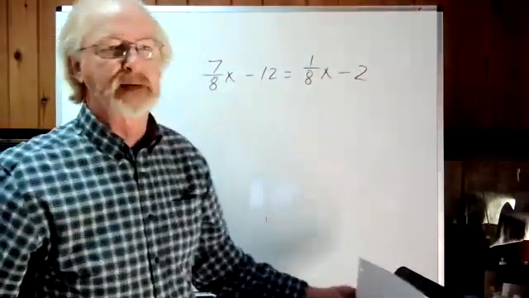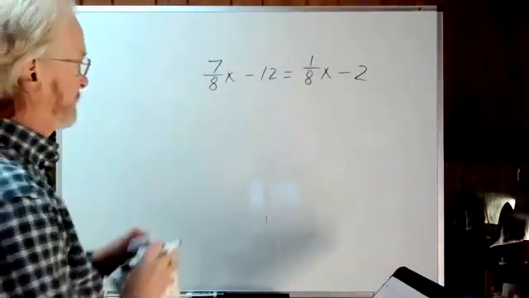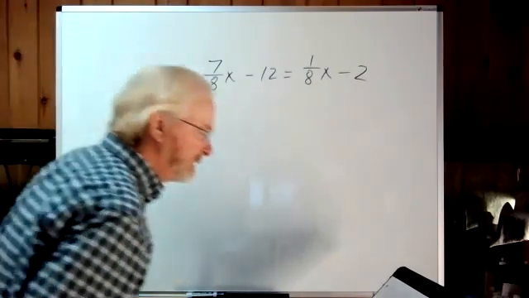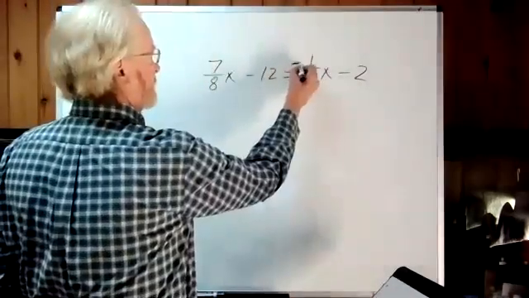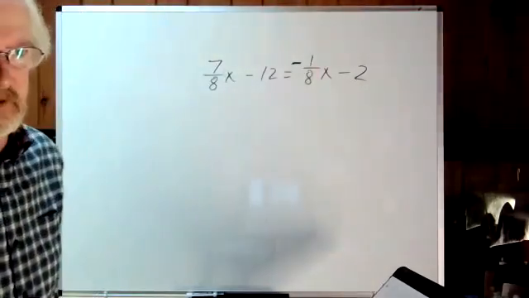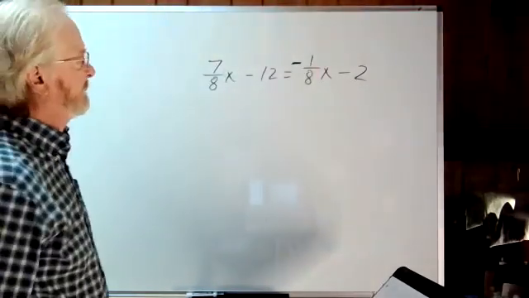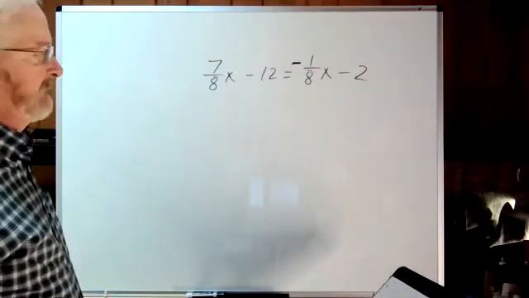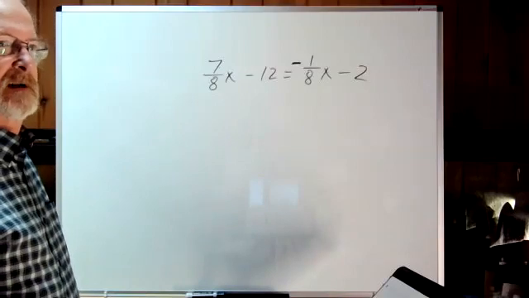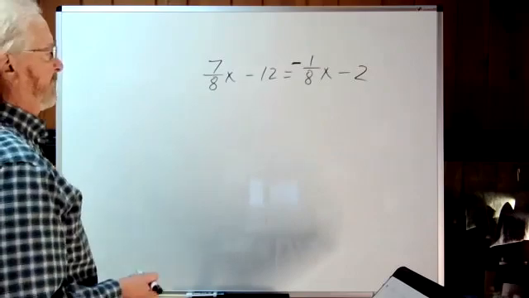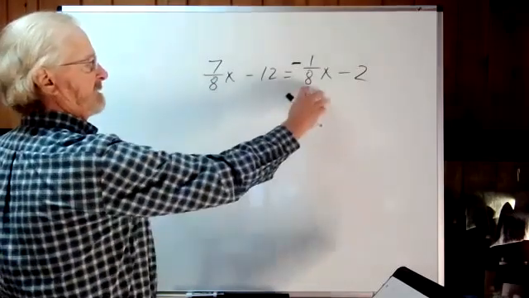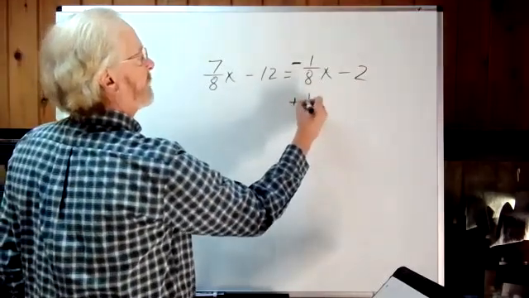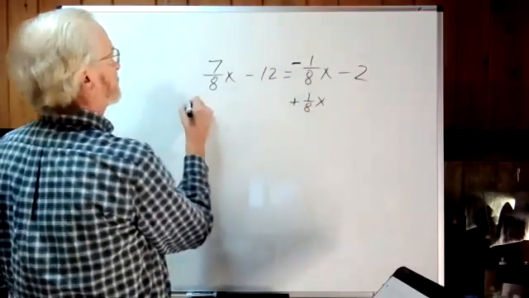I don't think you're going to run into too many fraction problems in this section, but it could happen. Same. Oh, and let me make our life easier. Let's put a negative sign on that one, okay? -1/8. We get nice numbers eventually. Same situation. I need to get my x's together on one side and my constants together on the other. So I'm going to leave the 7/8 and I'm going to cancel out the -1/8. I'm going to add 1/8 x to both sides now.